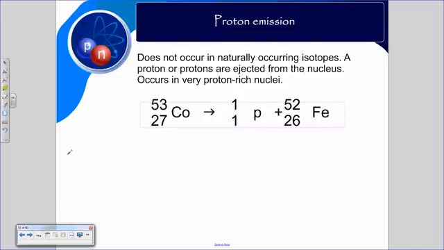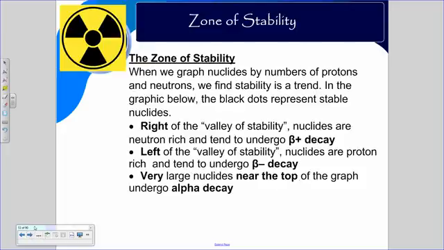It's not terribly common. Same is true of proton emission. If you have an overabundance of protons, a ton of them extra, then the atom is capable of ejecting protons from the nucleus to become more stable. Again, this is very rare, but nevertheless, we need to mention that it is a possibility. Okay, proton emission. We'll talk about zone of stability in the next video.